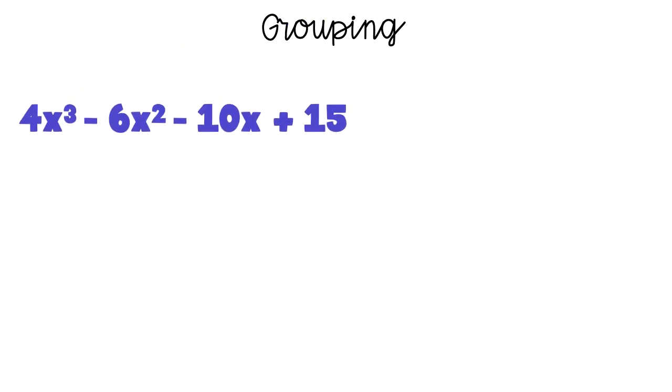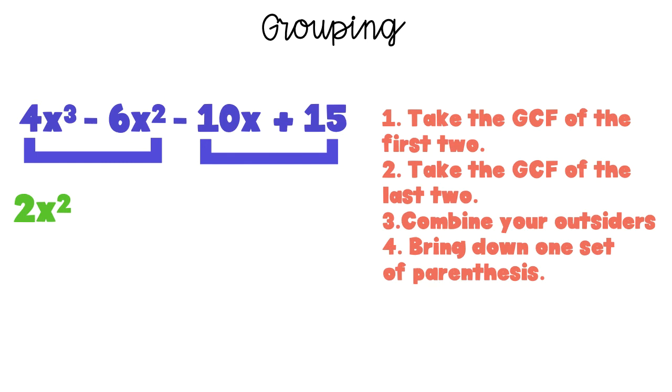Let's look at another example of grouping. Again, we're going to group the front and then we're going to group the back. I'm going to take a GCF of the first two terms, which is 2x squared. I'm left with 2x minus 3.